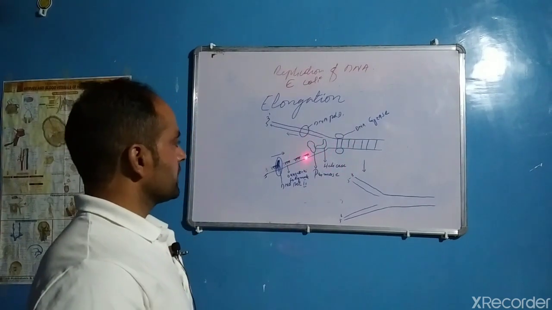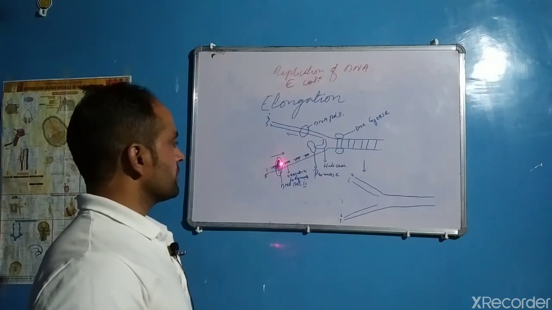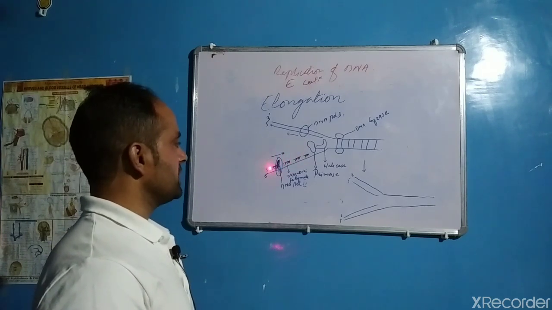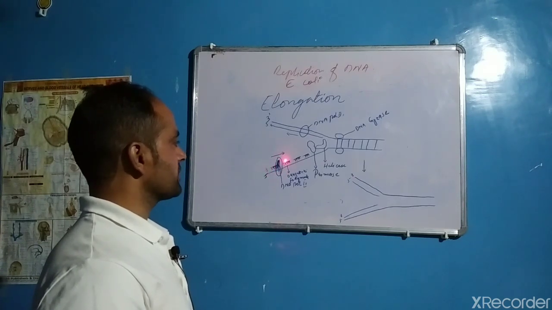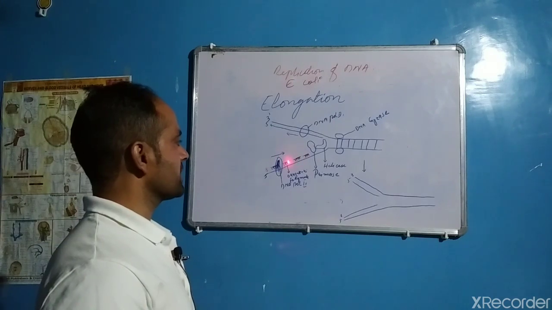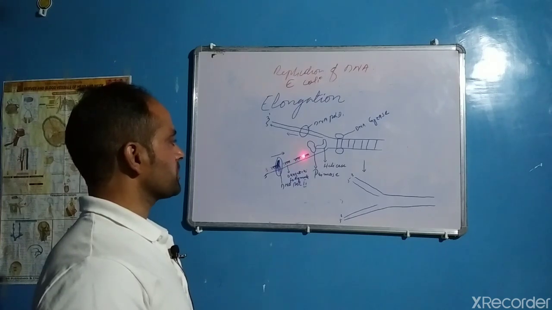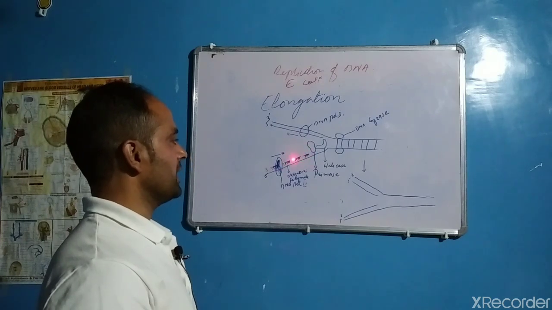Now, due to the 5 to 3 exonuclease activity of DNA polymerase, it removes these primers from the Okazaki fragments, and DNA ligase, an enzyme which creates a phosphodiester bond between the two Okazaki fragments. So it results in a continuous DNA strand.